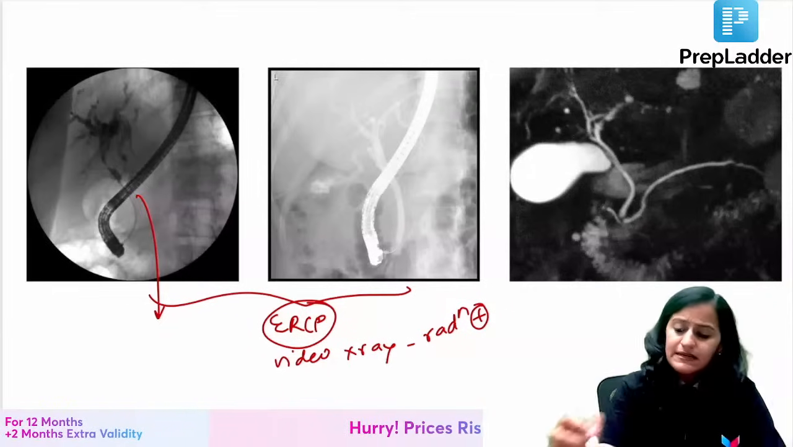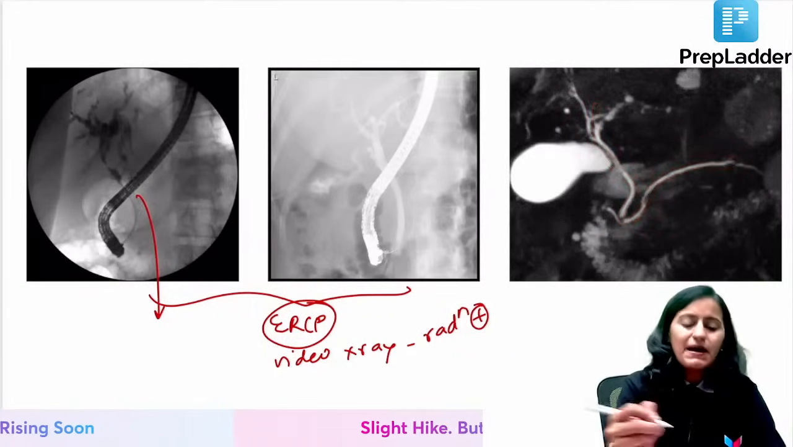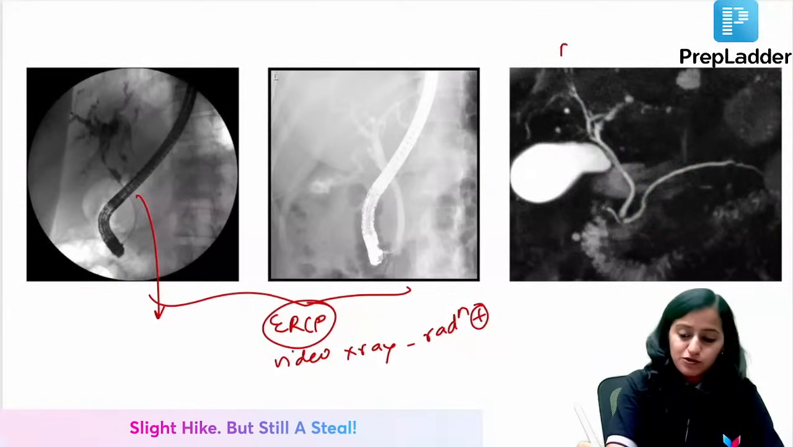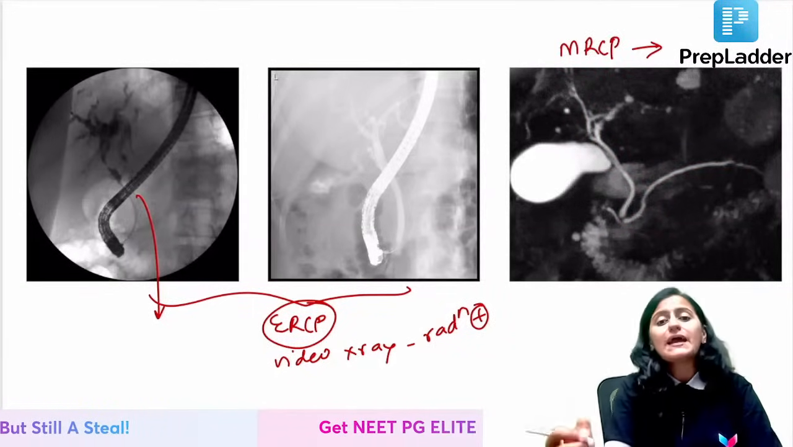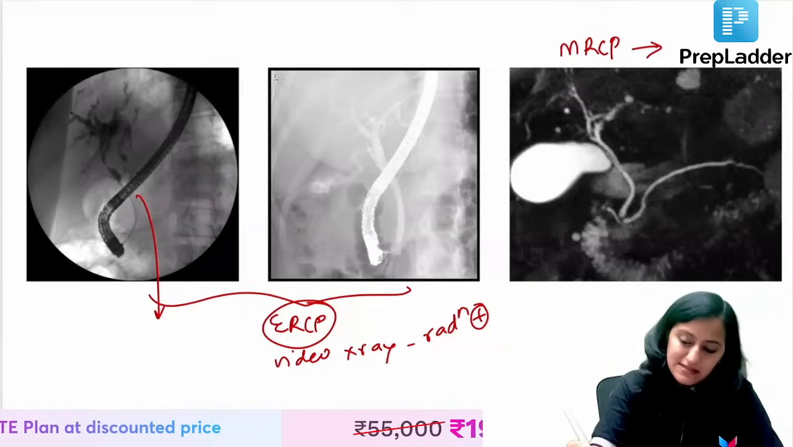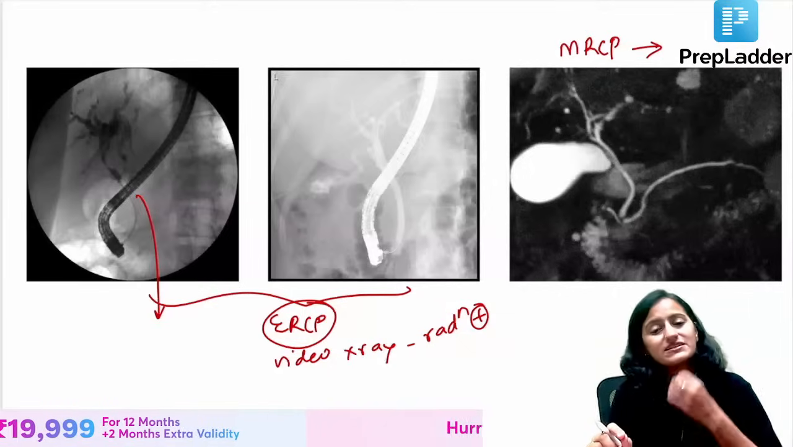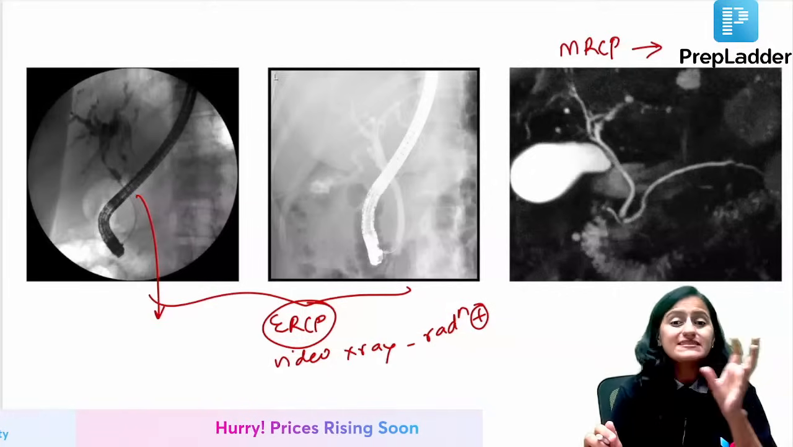Okay. Next one. So what is this one here? You see the CBD, you see the pancreatic duct, but there is no endoscope there. This is going to be MRCP. Okay, MRCP. What is this white in the MRCP? Is it the contrast that we have injected into the ducts? No, it is the water, right?